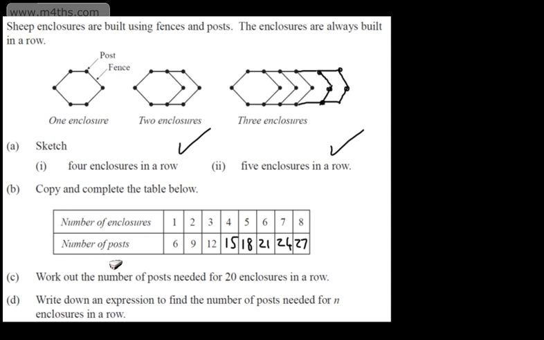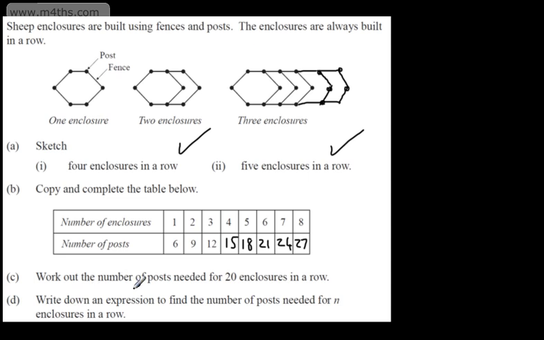We're asked to work out the number of posts needed for 20 enclosures in a row. We could just go ahead and start adding multiples of 3 at this stage, thinking about needing another 12 enclosures. If it's going up by 3 each time, we can multiply 12 by 3 and add it on. But answering the next part of the question is a better way round. If I wanted to know how many posts were needed for 63 enclosures, I wouldn't want to try and do the maths that way.